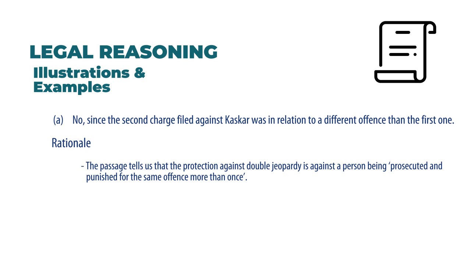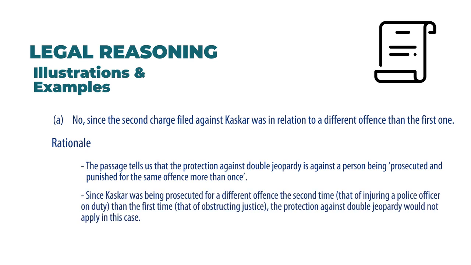The passage tells us that the protection against double jeopardy is against a person being prosecuted and punished for the same offence more than once. Since Kaskar was being prosecuted for a different offence the second time, that of injuring a police officer on duty, than the first time, that of obstructing justice, the protection against double jeopardy would not apply in this case.